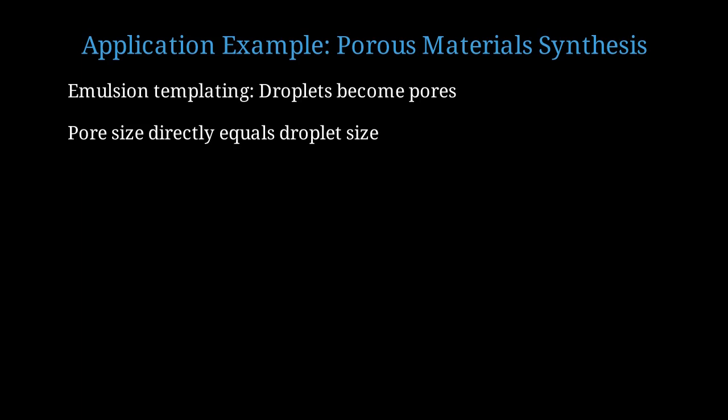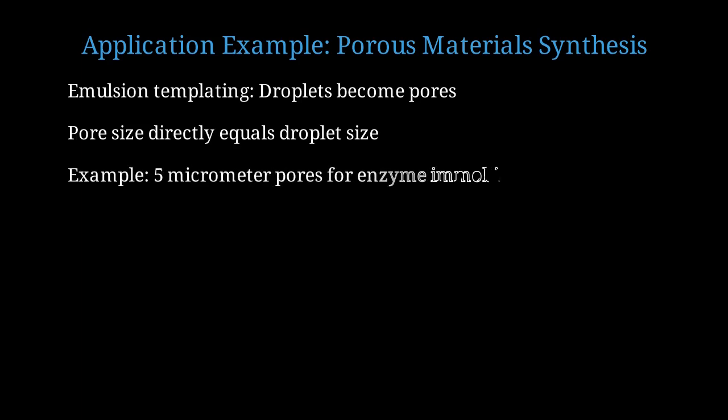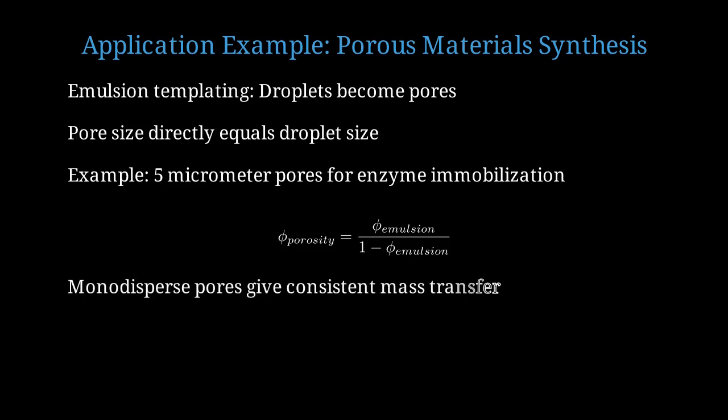absolutely need monodisperse droplets. For example, if we're immobilizing enzymes, we might want 5 micrometer pores. These are large enough for substrate molecules to diffuse in, but small enough to retain the enzymes. The porosity of the final material is controlled by the volume fraction of the emulsion phase. We can calculate the porosity using this equation, where phi emulsion is the volume fraction of droplets. Monodisperse pores ensure consistent mass transfer throughout the material.